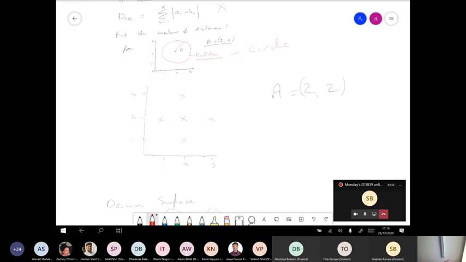Now, at that point, you might assume that the contour, the line joining those 4 points, could be a circle. But if you made that assumption, you would be wrong. Can I have a fifth pattern that is a distance 1 from 2, 2?